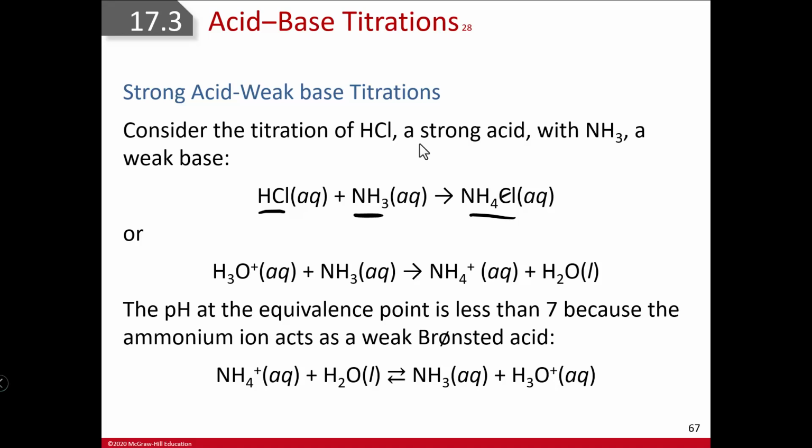What we learned in the last chapter was chloride ion does not react with water and form hydrochloric acid plus the hydroxide ion, because this is the conjugate base of a strong acid, hydrochloric acid. So this reaction does not happen. So the chloride ion is a spectator ion.